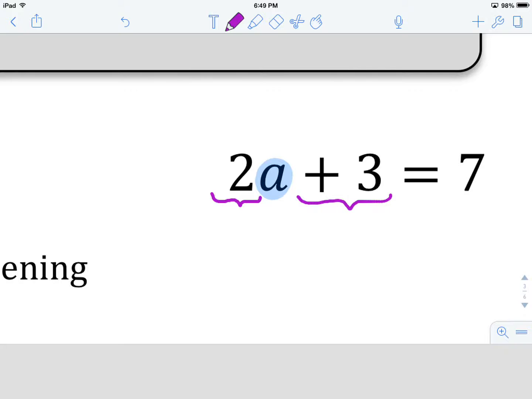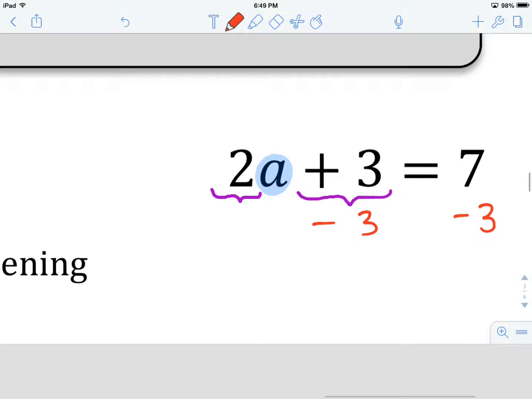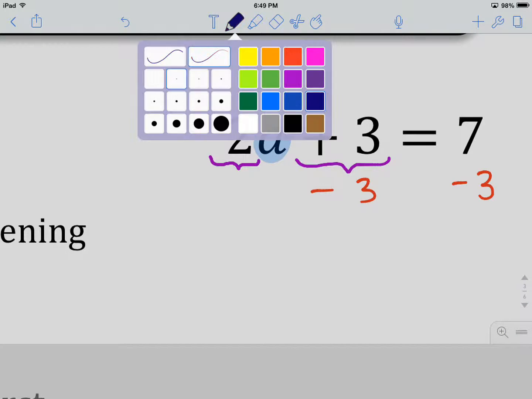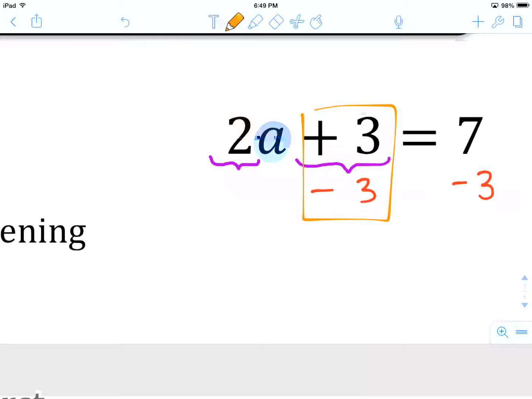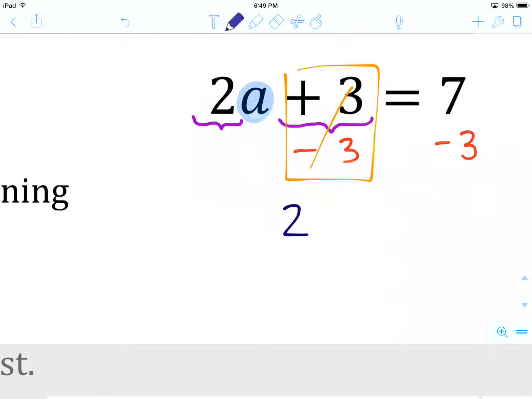The first step that we're going to undo is the add 3. What's the opposite operation to adding 3? We're going to subtract 3. And to keep this equal, we're going to do it to both sides of our equation. On the left side, plus 3 and subtract 3 have undone each other, so they're no longer around. We have 2a remaining. And on the right side, we have 7 minus 3, which gives us 4.